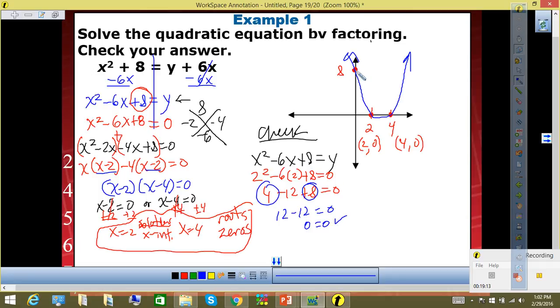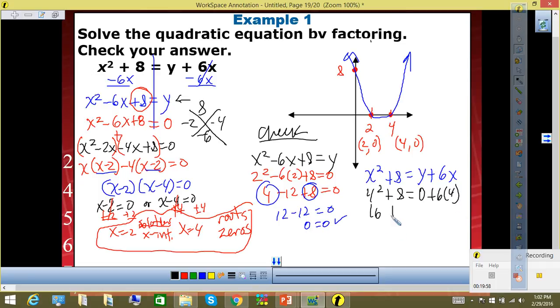Yeah, you can use this one also, because this is the same one, right? But I just like this one because this one already has the x's together and everything on one side. And let's just use the original one for boss's sake. X squared plus 8 equals y plus 6x. But instead of x, now I'm going to check what? 4. 4 squared plus 8 equals 0 plus 6 times 4.